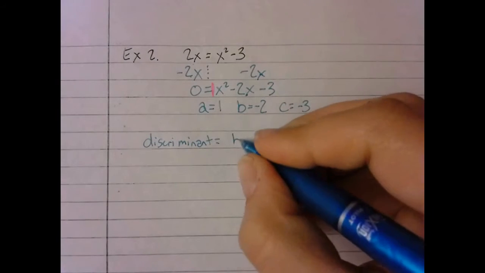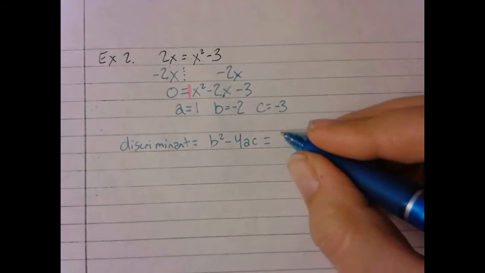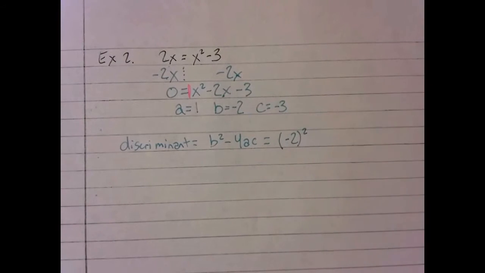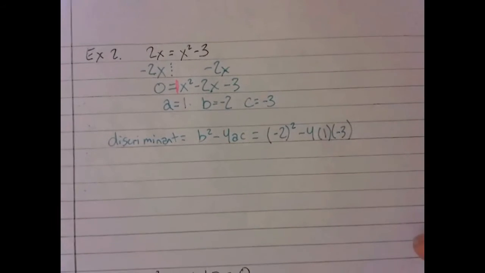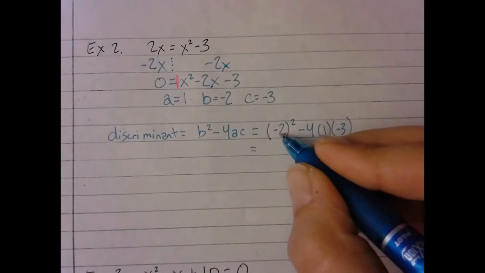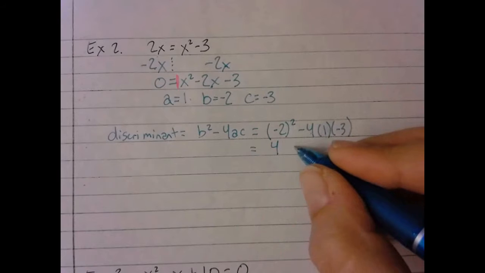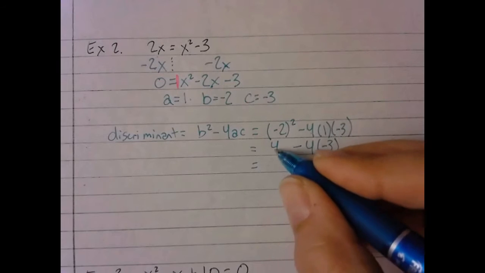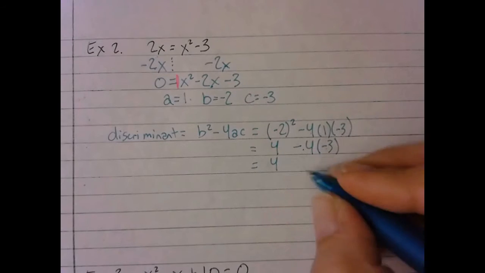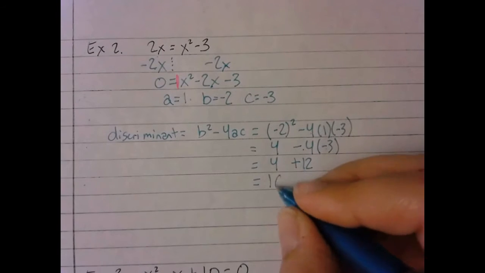So remember, discriminant is b squared minus 4ac. So b squared is negative 2 quantity squared, minus 4 times a, which is 1, times c, which is negative 3. All right, so that equals negative 2 squared, that's 4, minus 4 times positive 1, that's minus 4, and then bring down your negative 3. All right, we're going to bring down this 4. Negative 4 times negative 3, that's positive 12. Well, 4 plus 12, hope you all know that, 16.